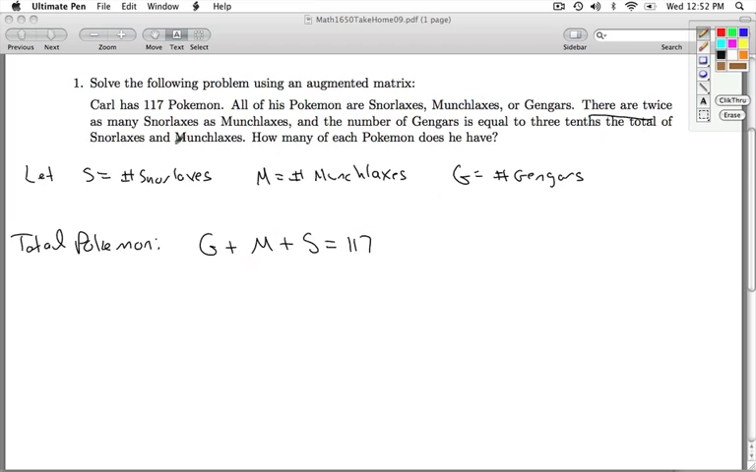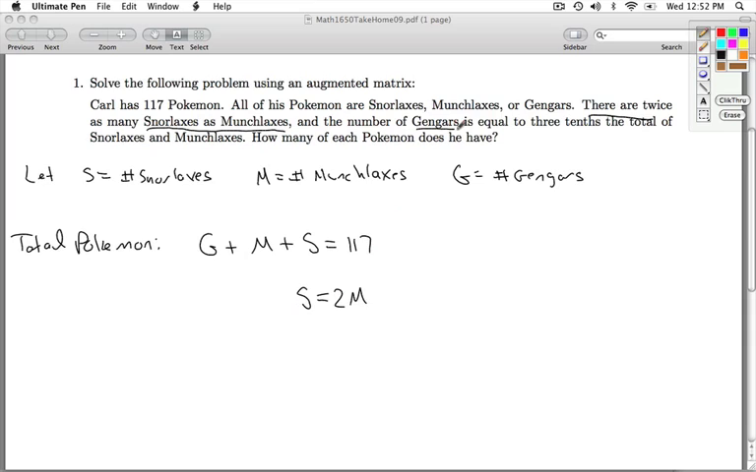There are twice as many Snorlaxes as Munchlaxes. This is where a lot of people made a mistake on it. So let's look at the Snorlax-Munchlax equation. Twice as many Snorlaxes as Munchlaxes. So if I have 10 Munchlaxes, I have 20 Snorlaxes. Whatever the Munchlax number is, I double it to get the number of Snorlax. The number of Munchlax times 2 is the number of Snorlax.